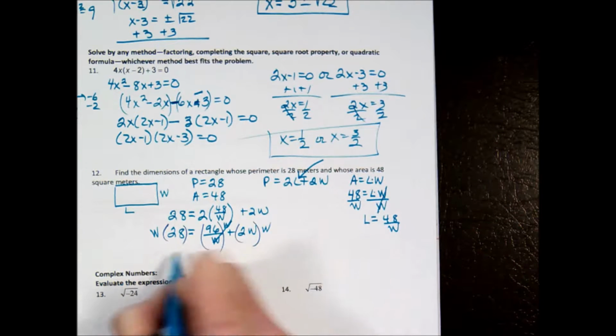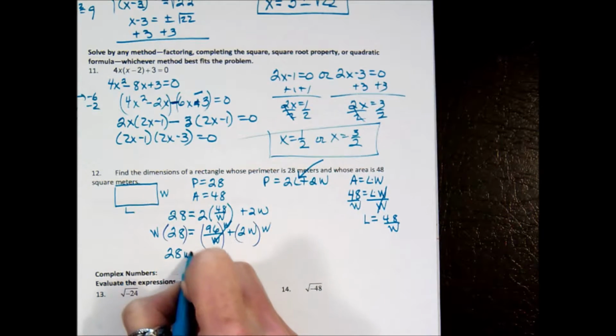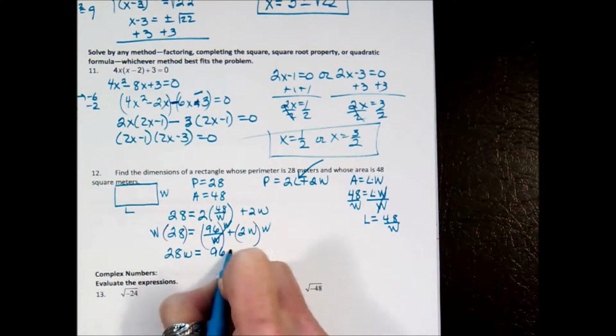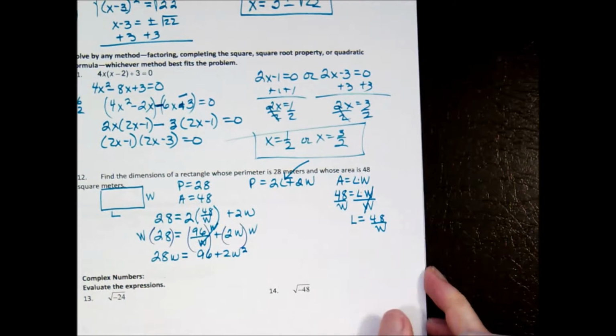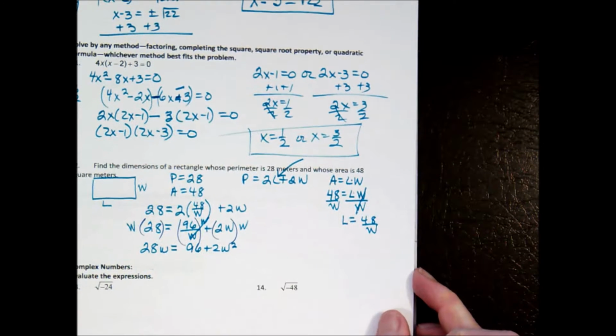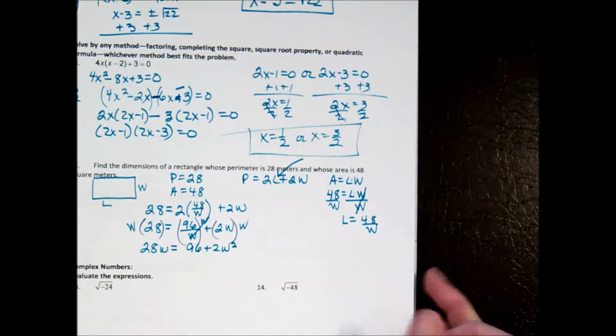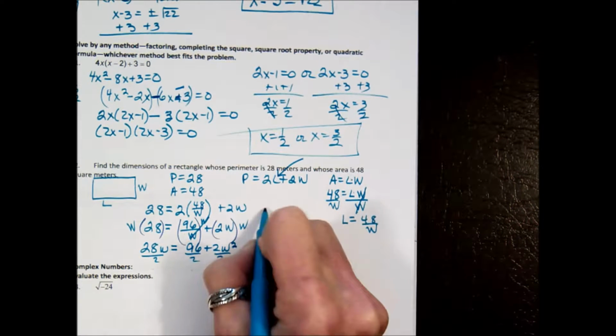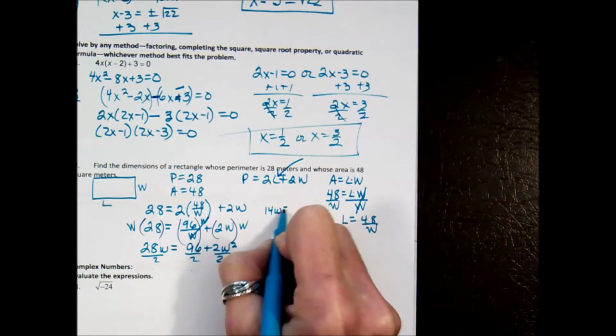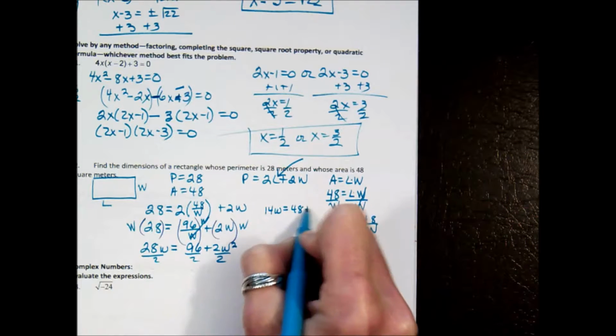So I have 28W equals 96 plus 2W squared. The first thing I notice is those are all even numbers, so I can make my numbers smaller, and then I'm going to rearrange them. So let's divide by 2 to make the numbers smaller. So I can divide everything by 2. That's going to give me 14W equals 48 plus W squared.